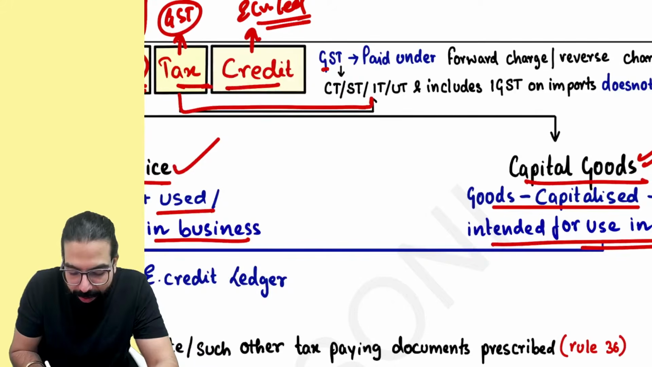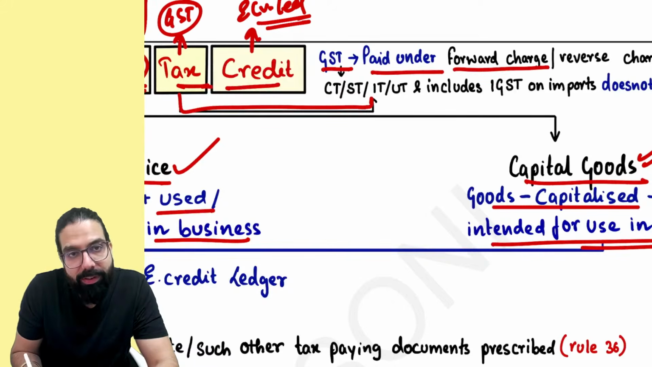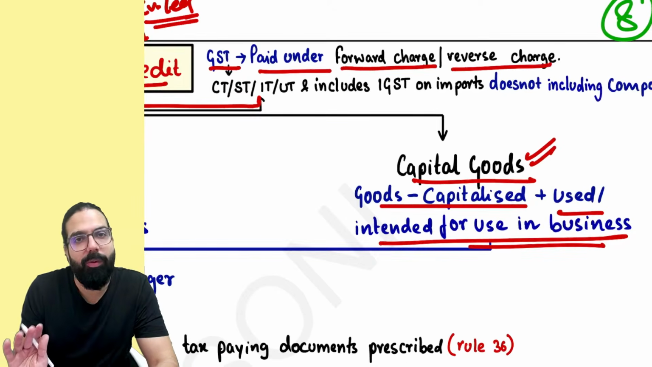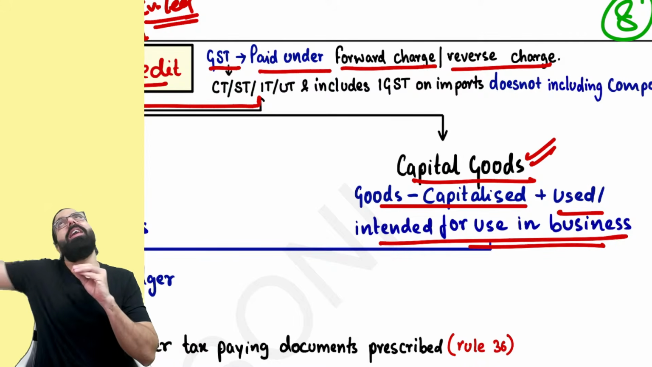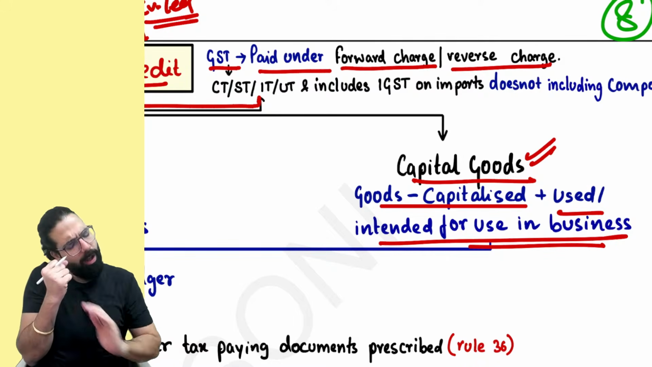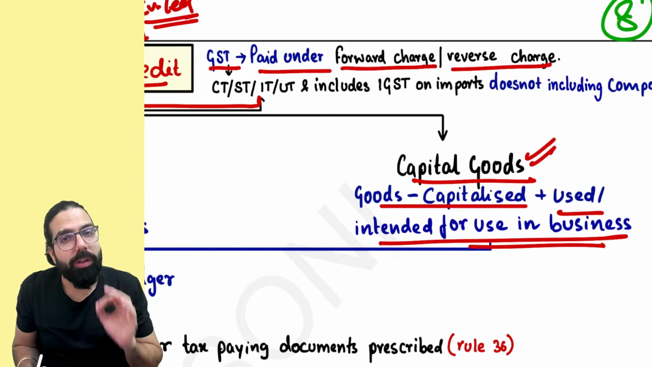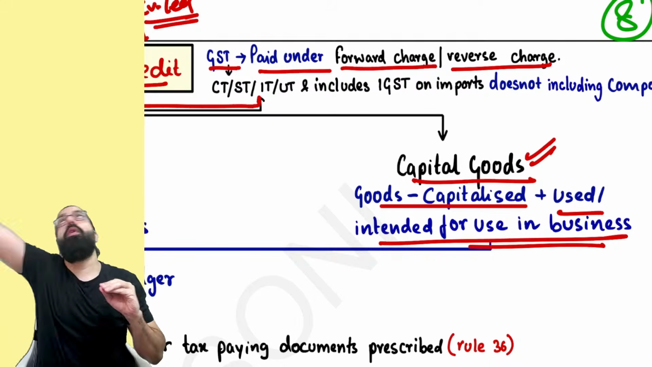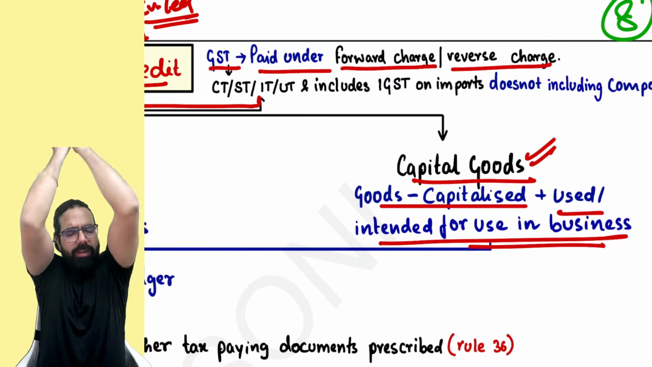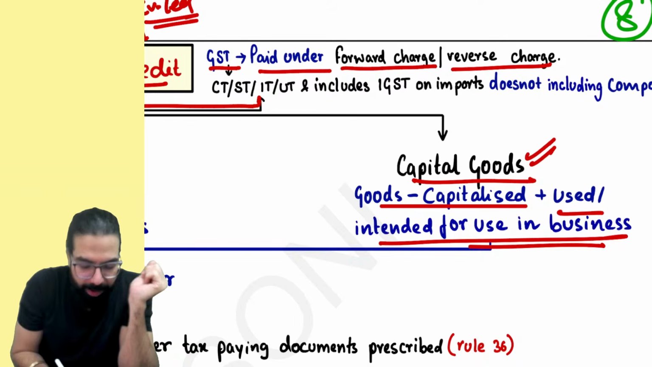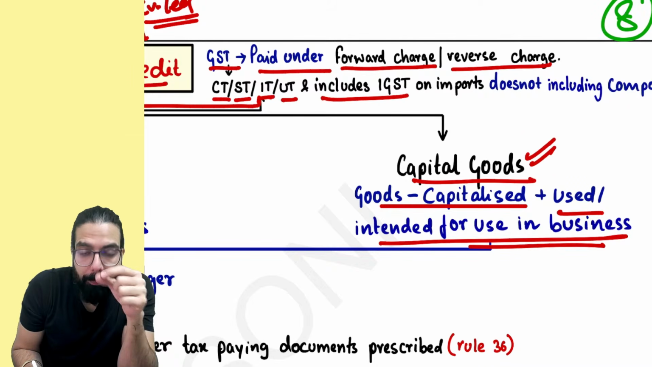Tax means whenever any GST has been paid under forward charge or you have paid any GST under reverse charge. Whether you have paid to the supplier, he paid to the government, you will get the credit. Whether you have paid the GST under reverse charge, then also you will get the credit. All the credits are allowed. Whether paid under forward charge, whether you paid under reverse charge, you can take the credit. It can be CGST, SGST, IGST, UTGST, and always whenever you import any goods into India.